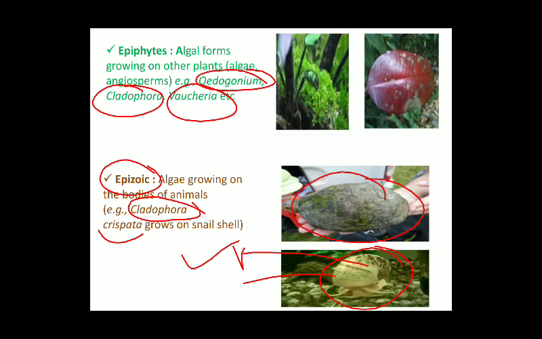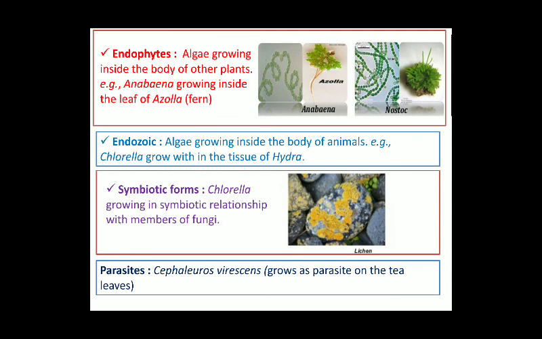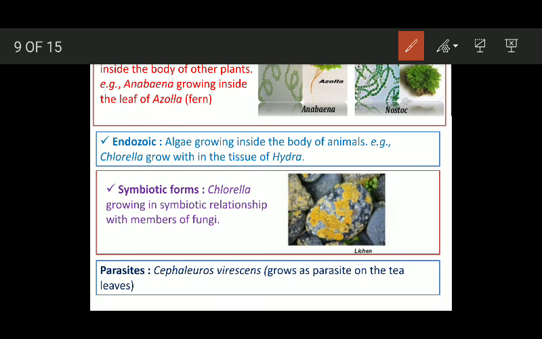So we have talked about epiphytes and epizoic algae. Now one more category is endophytes. Algae which grow inside the bodies of other plants are known as endophytes. We have many examples; we will just quote a few here. For example, Anabaena, which grows inside the leaf of Azolla. Here you can see this is Anabaena. It has been found to live inside the tissues of Azolla, which is a fern, a pteridophyte. Similarly, we have Nostoc, which lives inside the thallus of Anthoceros, which is a bryophyte. So these are those algae which act as endophytes.